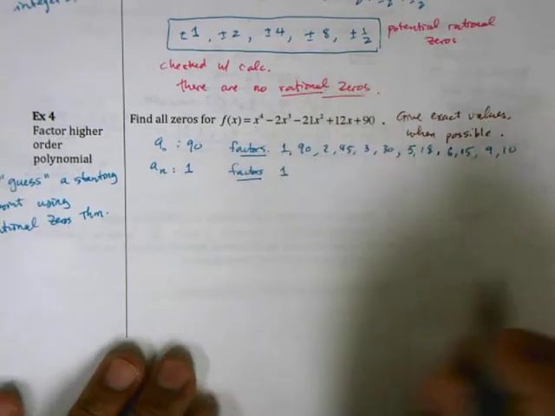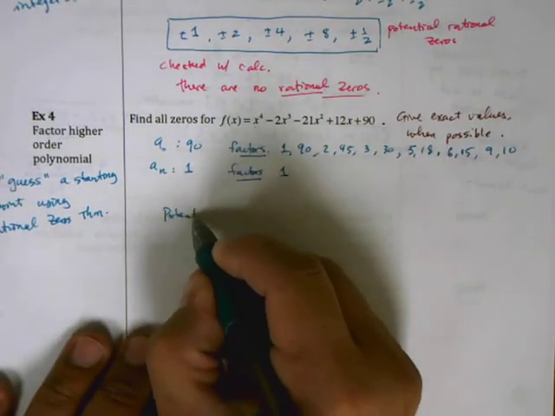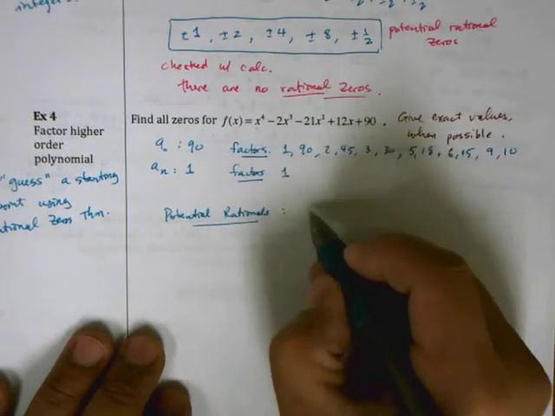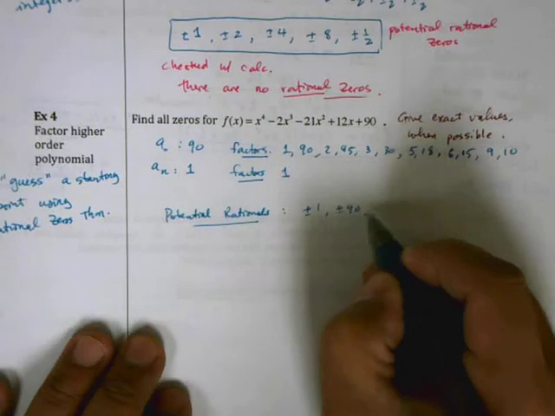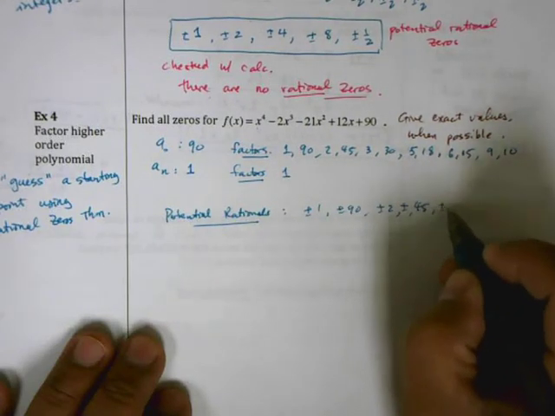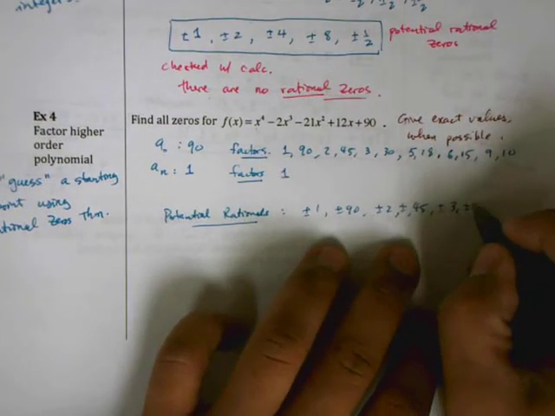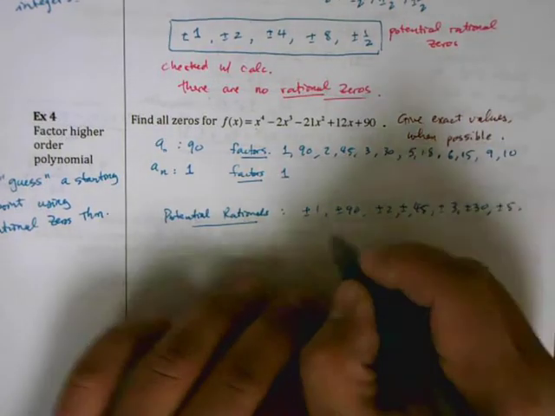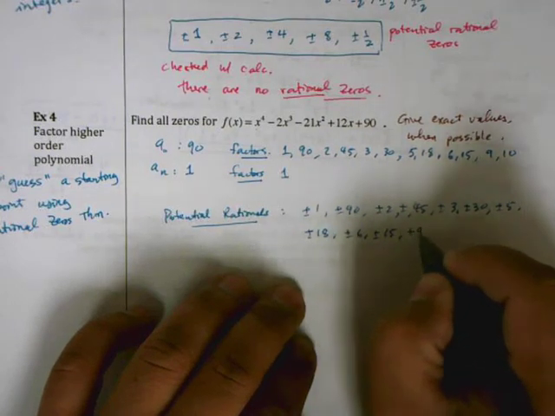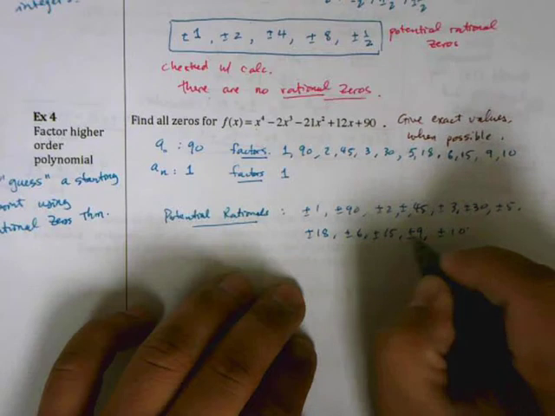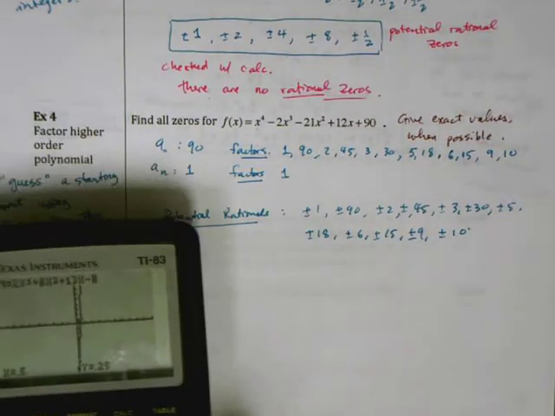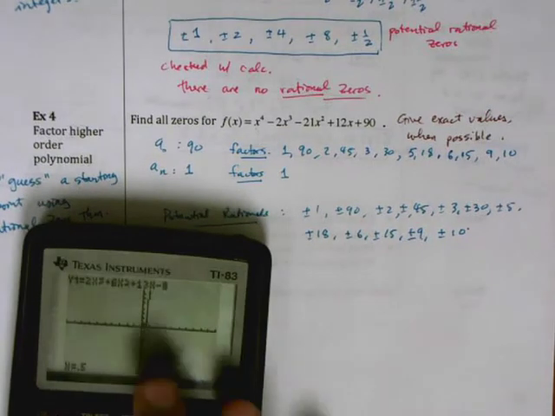So the potential rational zeros here are just plus or minus 1, plus or minus 90, plus or minus 2, plus or minus 45, plus or minus 3, plus or minus 30, plus or minus 5, plus or minus 18, plus or minus 6, plus or minus 15, plus or minus 9, plus or minus 10. And this is a lot of numbers to check. So it's a good thing that we have a TI-83 graphing calculator with us here that can help us do this a lot faster.